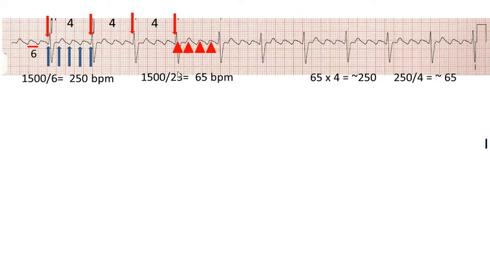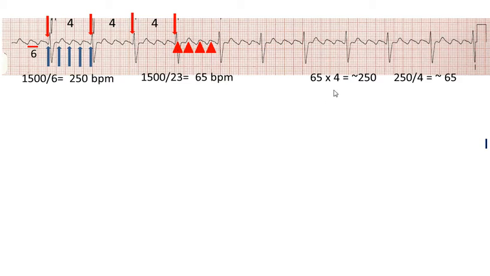You see a relationship here where there's 4 flutter waves for every QRS. Now, again, some of these are obscured, but they are still there, and you have to train your brain to recognize that there's one of these guys hiding under the QRS, and not to ignore that. One of the ways of doing that is to look at your math relationship.